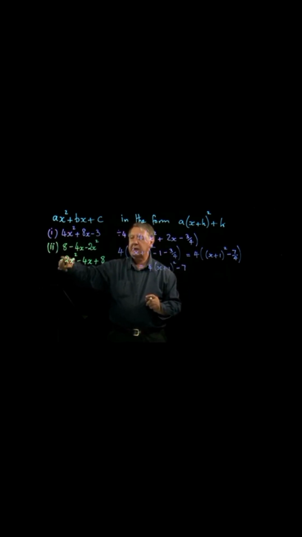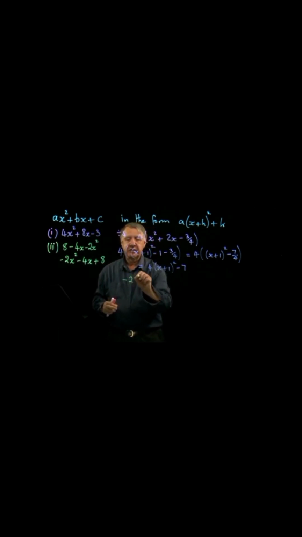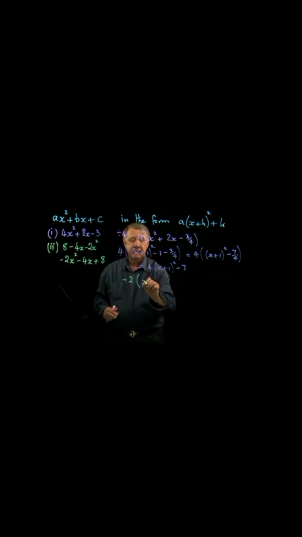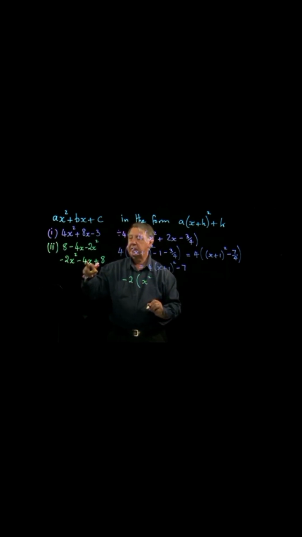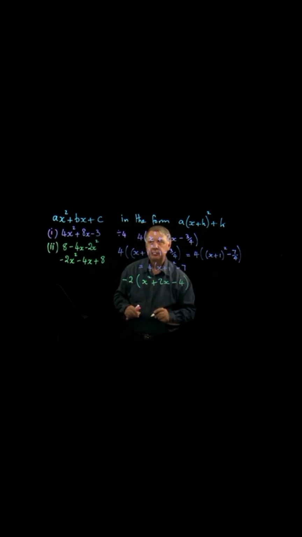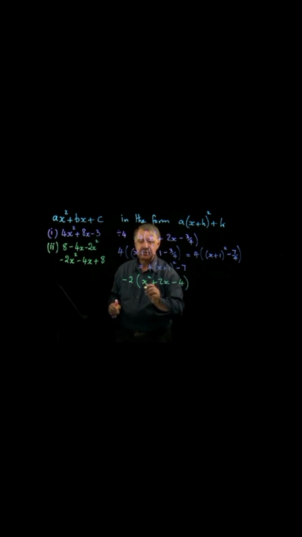And I'm going to be saying, well, I don't like that -2 there. I didn't like that 4 there. What did I do? I divided by 4. So let's divide this by -2. And so I'll put the -2 outside. So I get x squared, -4 divided by -2 is plus 2x, 8 divided by -2 is -4. Okay, it's easy, isn't it?